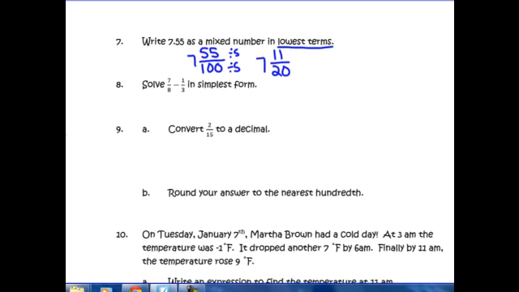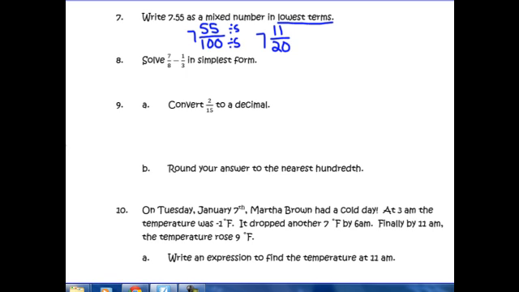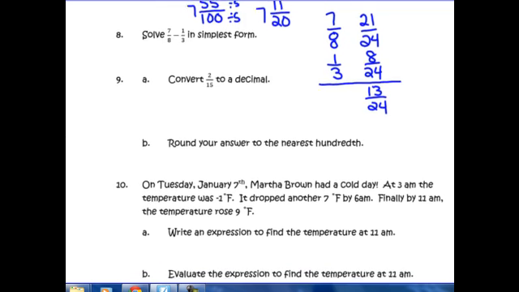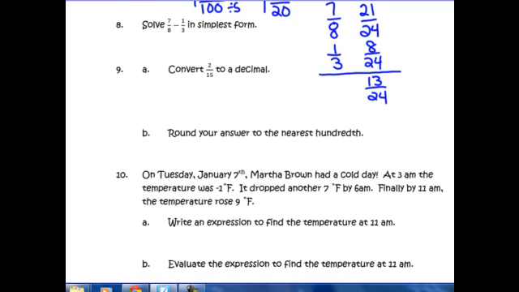Number 8, subtracting some rational numbers. 7/8 minus 1/3. Got to get a common denominator here. Common denominator of 24. So 7/8 as 24ths is 21 24ths. 1/3 as 24ths is 8 24ths. So I get 13 24ths when I subtract 21 take away 8. Final answer there. That is in lowest terms also. And we do want to make sure that we put our fractions in lowest terms on this interim assessment.